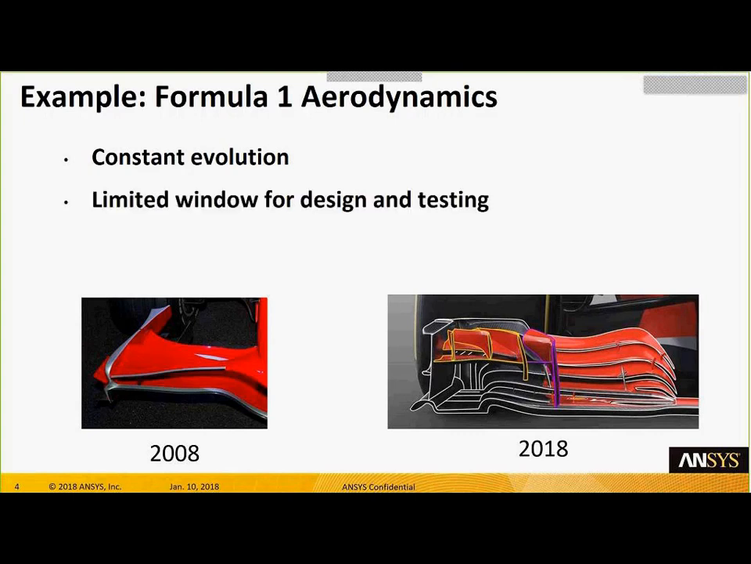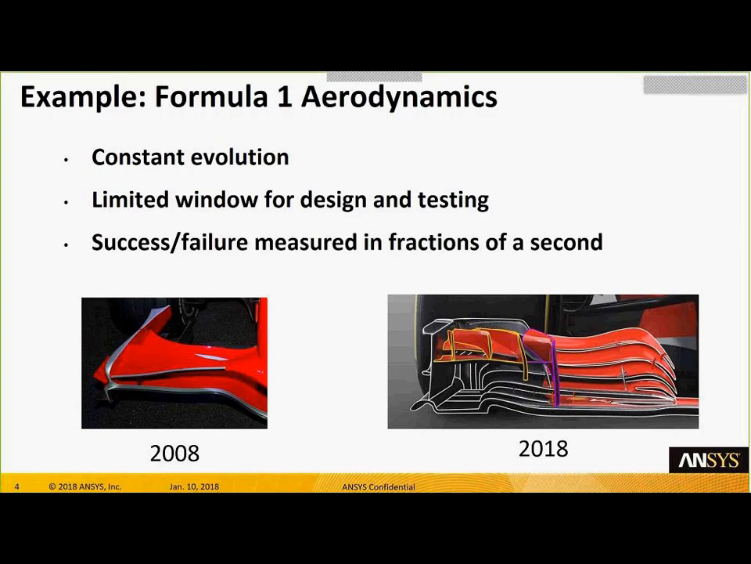Along with this constant evolution, you have a very limited window for design and testing. The actual on-track testing for these cars happens over the course of a few days, and that's about it. So if the design isn't optimized and ready to go at that time, there's not really any chance to turn back. And we're talking about teams with budgets of hundreds of millions of dollars invested here. The overall success and failure of the design is going to be measured in fractions of a second. So every single result is crucial leading up to the on-track testing and the start of the season.